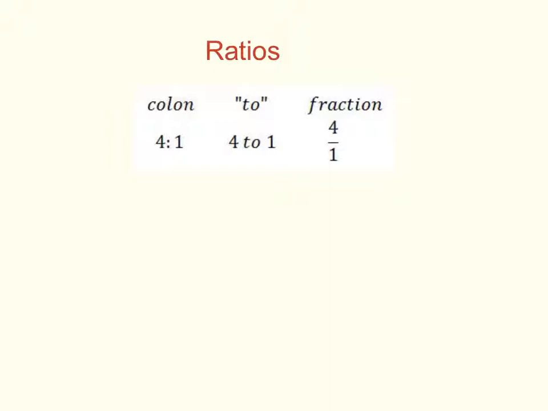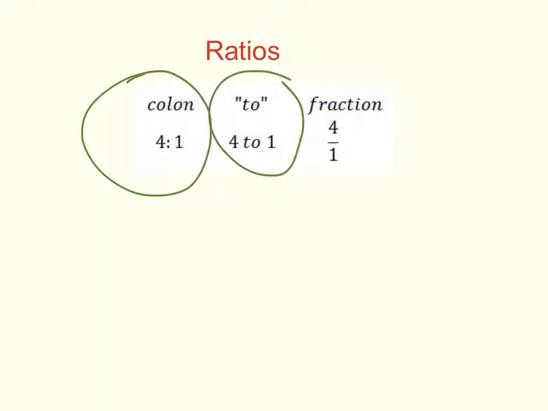And we write ratios three different ways. We either use a colon, as in 4:1, we use the word to, or we write the ratio as a fraction. For most of what we're doing in math class, we'll be using the fraction form of ratios.